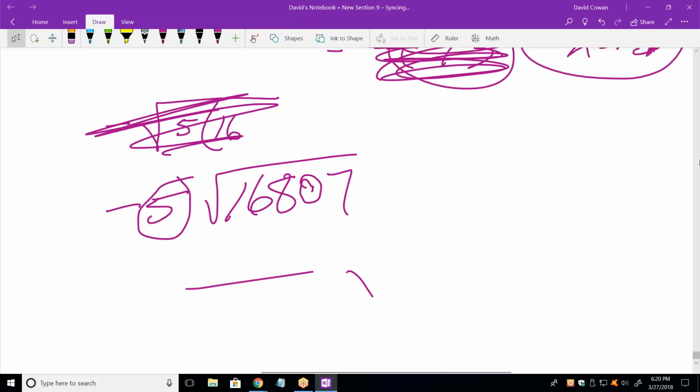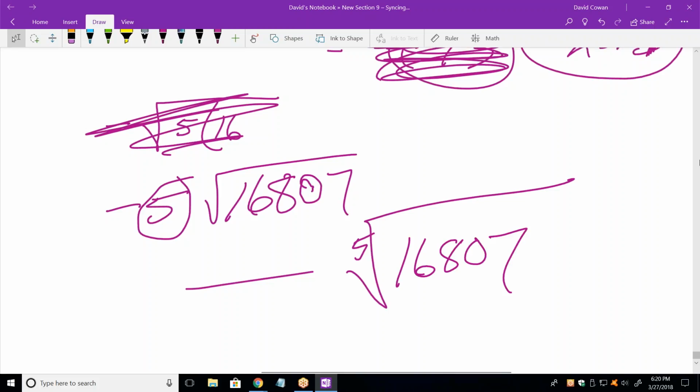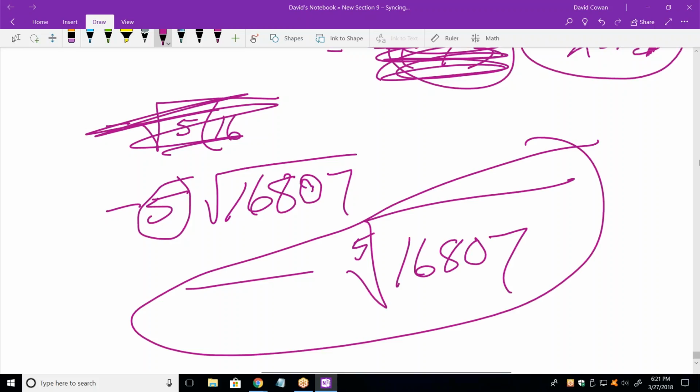So it is minus the 5th root of 16807, correct? Yes. Okay. So how do you figure this out? I have no idea. Put in 16807 and raise it to the 1/5 power. That's what the 5th root means.